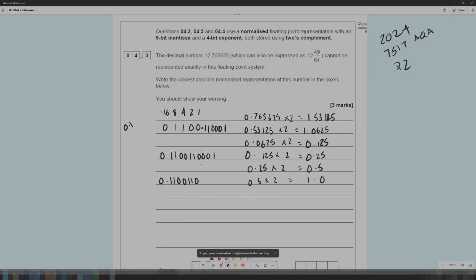We moved it 1, 2, 3, 4. So we're going to put this in 4 bits in 2's complement. So there is the value 4 in 2's complement. So this is our final answer using the constraints that they've put on us.